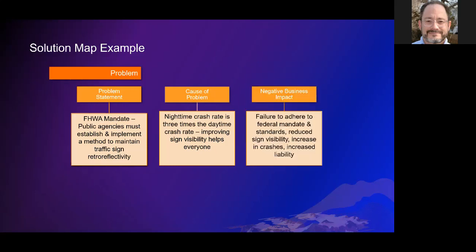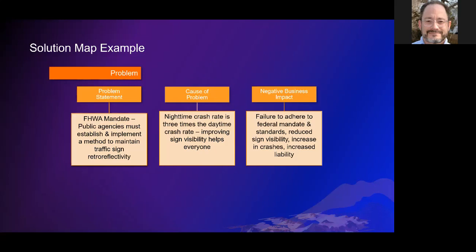Next is the negative business impact. So if the county or the city or whatever failed to adhere to this federal mandate and standards, they would get reduced sign visibility, which would cause an increase in crashes and therefore increased liability. And anytime you use the term increased liability in front of an executive, their ears are going to perk up and they're going to be very interested because that's the last thing they want.